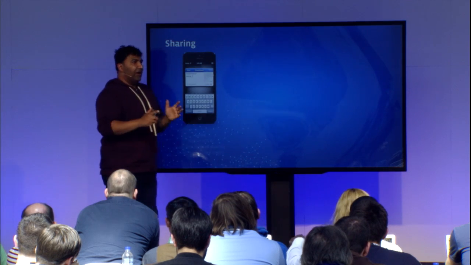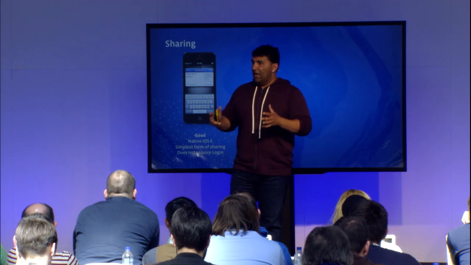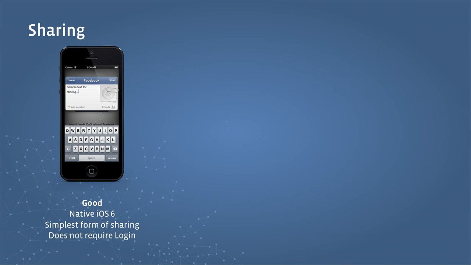So let's talk about sharing. There are three forms of sharing that we enabled using the Facebook SDK. The first form of sharing is what I call good sharing. It's built into iOS 6 and higher. It's the native share sheet inside of iOS 6. Really, really simple to use, one line of code, doesn't require Facebook login at all.